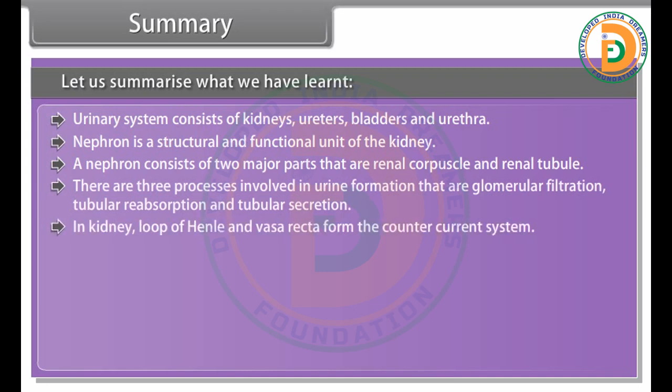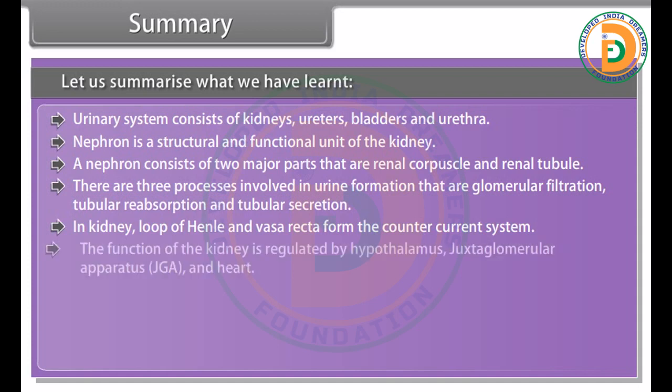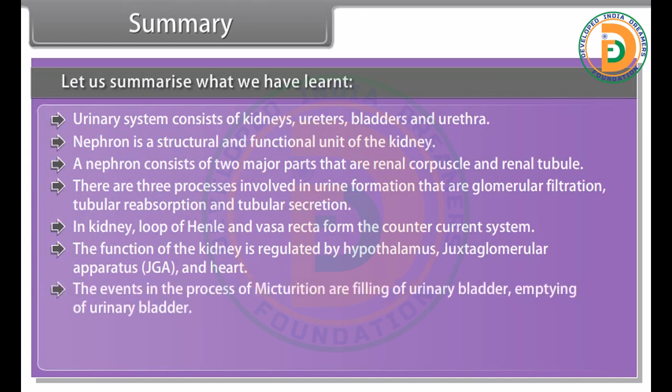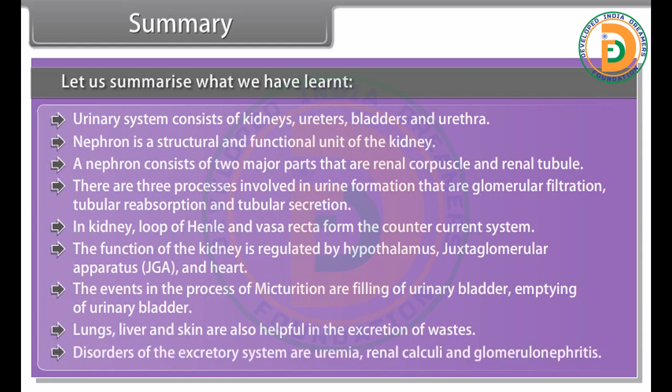In the kidney, loop of Henle and vasa recta form the counter-current system. The function of the kidney is regulated by the hypothalamus, juxtaglomerular apparatus and heart. The events in the process of micturition are filling of the urinary bladder and emptying of the urinary bladder. Lungs, liver and skin are also helpful in the excretion of wastes. Disorders of the excretory system are uremia, renal calculi and glomerulonephritis.